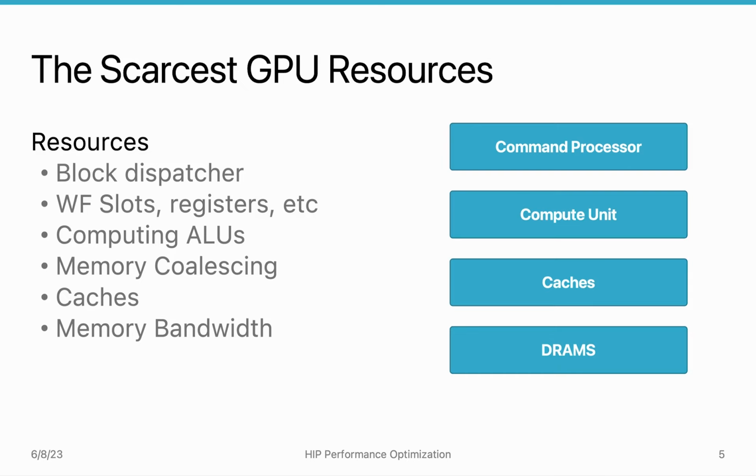We're going to organize the heap performance videos in two units. In the first unit, we'll focus on the front end of the GPU, the command processor and the compute unit. In the second unit, we're going to focus on the back end of the GPU, including the caches, the DRAMs, and the memory system as a whole.